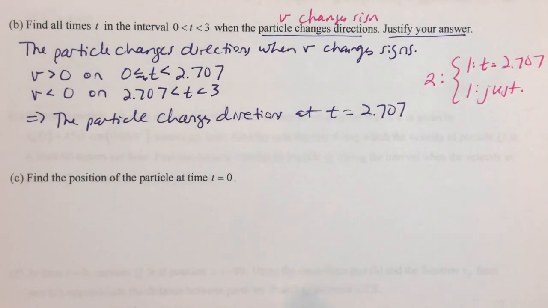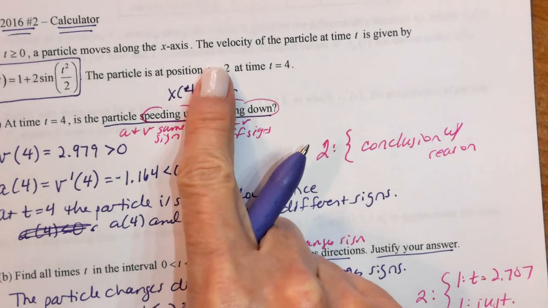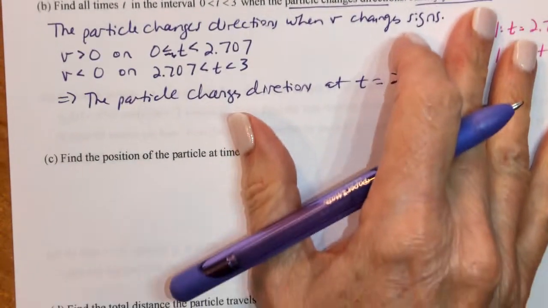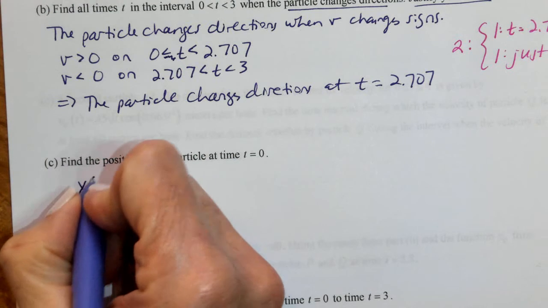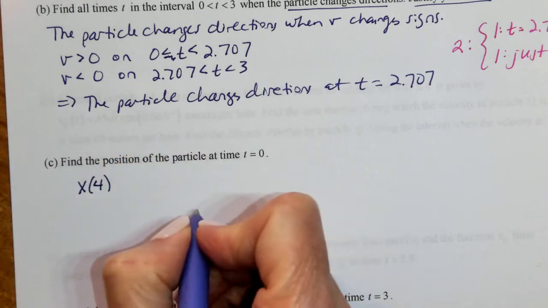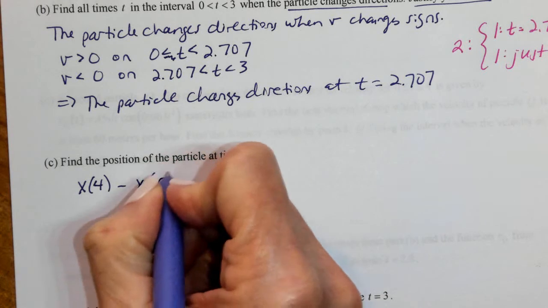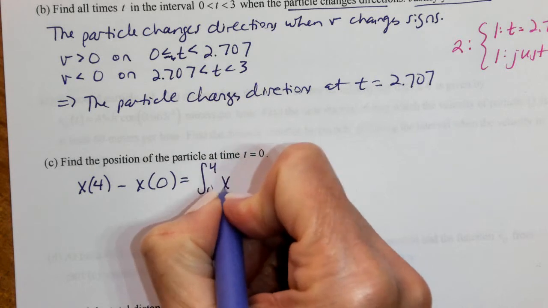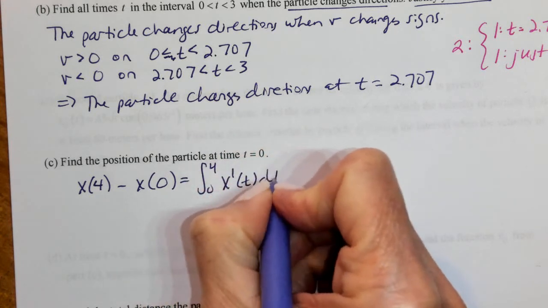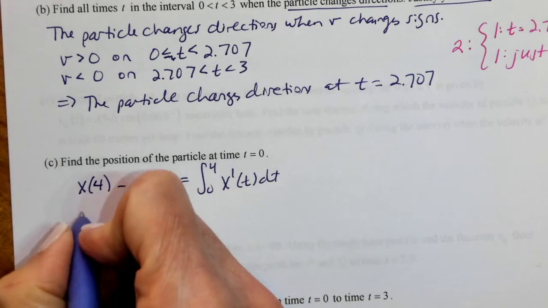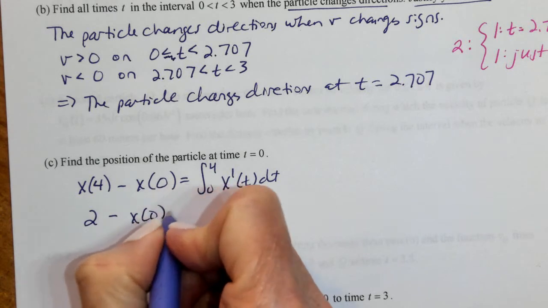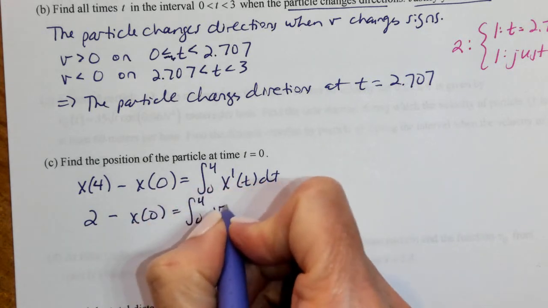Part C, find the position at time 0. I knew this was coming as soon as I saw them give us an initial condition up here. So we're going to set up the fundamental theorem of calculus. So the position at time 4, which they gave us, minus the position at time 0, which we're trying to find, is equal to the integral 0 to 4 of x prime. And x prime is the velocity. So I'm going to say 2, which is x of 4, minus x of 0 is equal to the integral 0 to 4 of my velocity function.